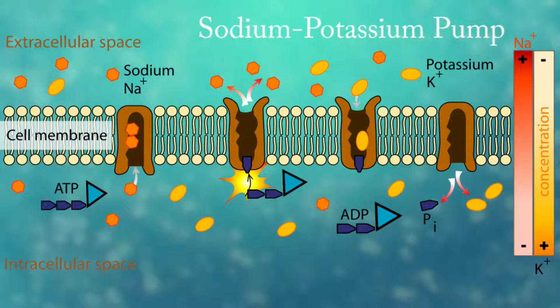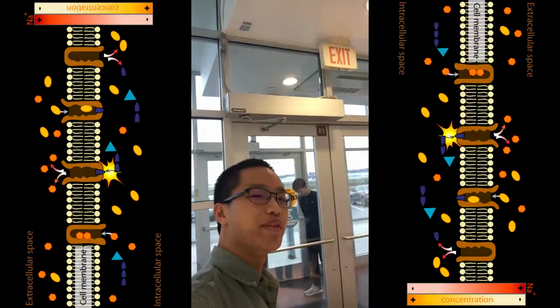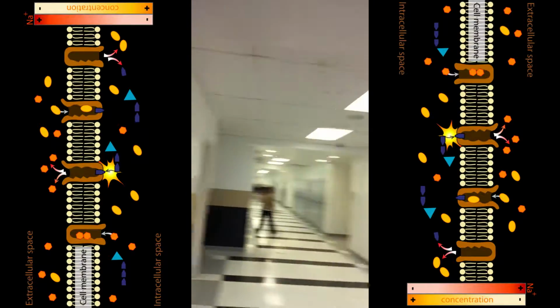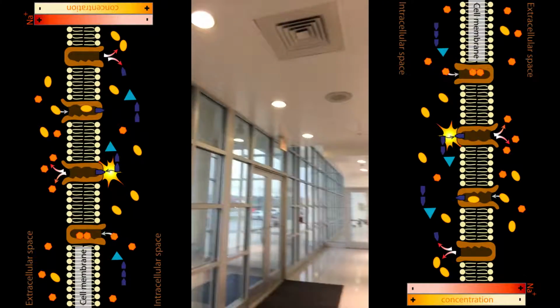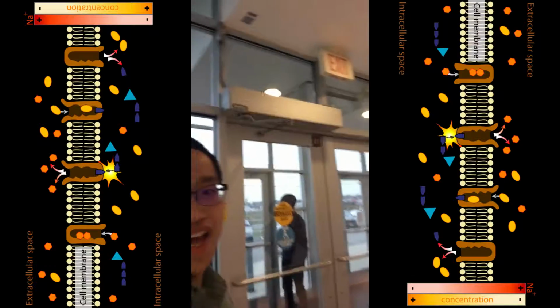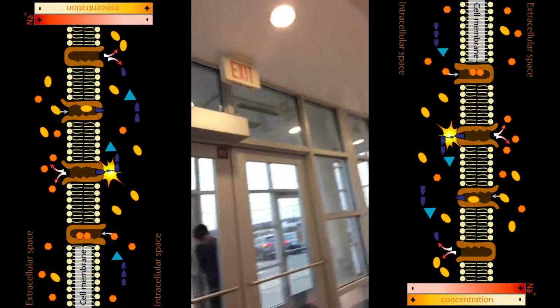This is where the sodium-potassium pump comes in, and Jason Gahn will explain. Hey, this is ATP. Here I am inside of the cell. I'm going to help these three sodiums get outside of the cell through this sodium-potassium pump. And I'm going to let these two potassiums in.